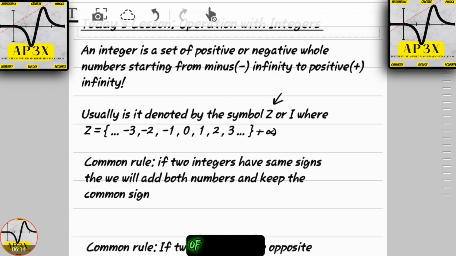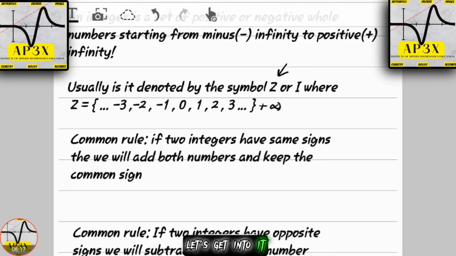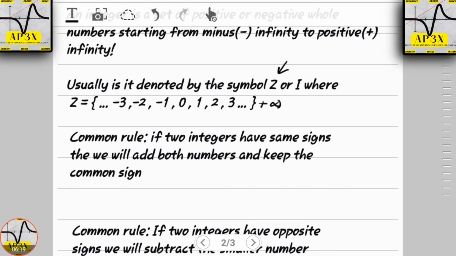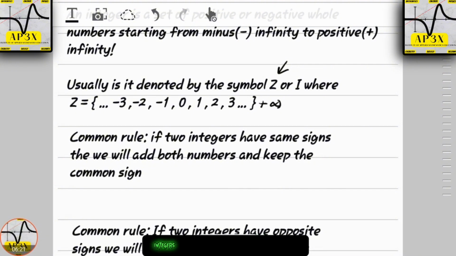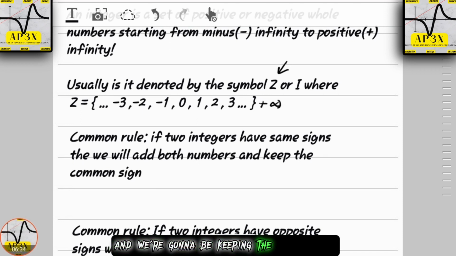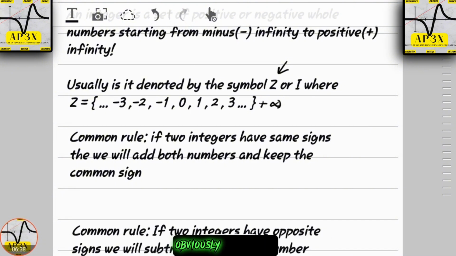But here we go. Of course, guys, let's get into it. Now, one of the common rules when it comes to integers is that if two integers have the same signs, then we add both of the numbers and keep the common sign. The common sign is the sign that is on all of the values in the sum.